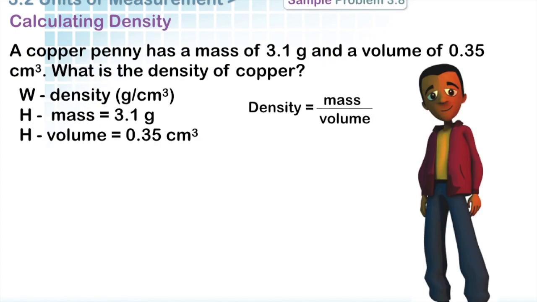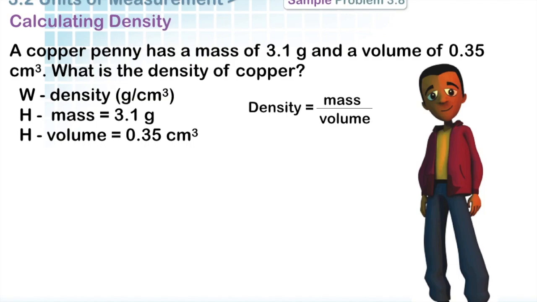Now we're going to do just a couple of density problems. I want the density when I have the mass of a copper penny, and its mass is 3.1 grams, and its volume is 0.35 cubic centimeters. So to do this, I have a special way of setting up problems. You see that WHH? W is what you want. H is what you have.